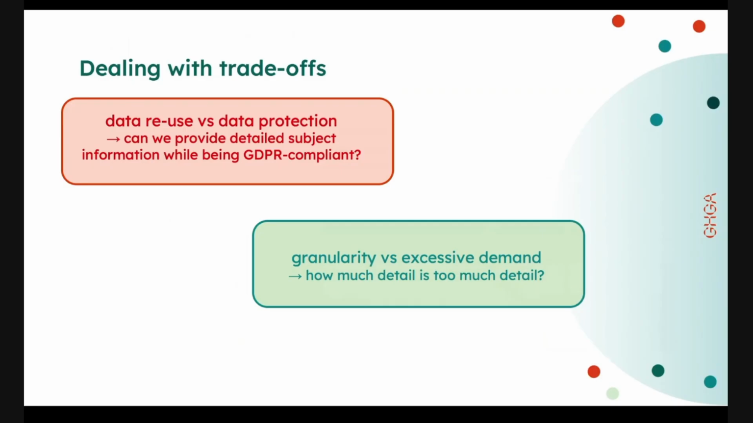Soon we had to deal with a lot of trade-offs with the first design that we did, because the first question that we had to ask was, whatever design we are putting in place, can that actually balance between data reuse and data protection? Was that model good enough? We had to challenge that a couple of times to see. And whatever information we are capturing, was it also being GDPR compliant? The second aspect that made us rethink this design was granularity versus excess demand.